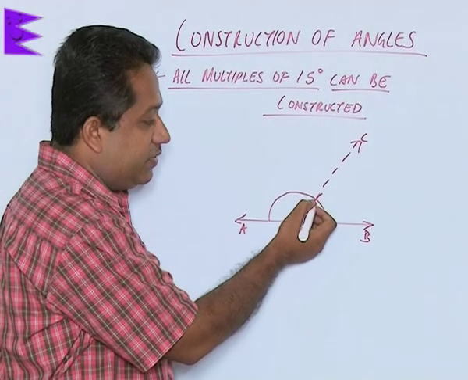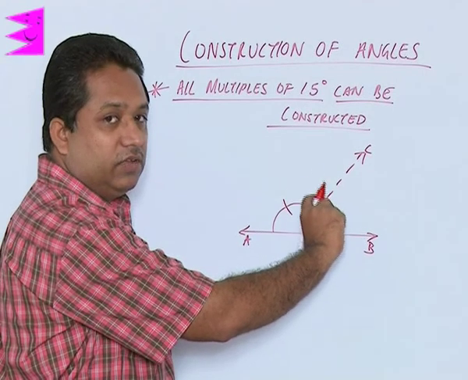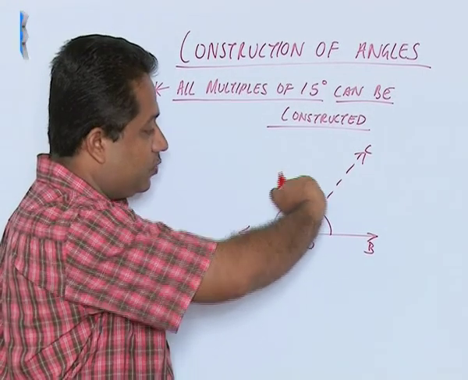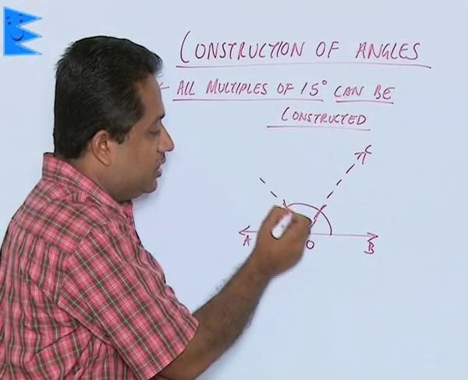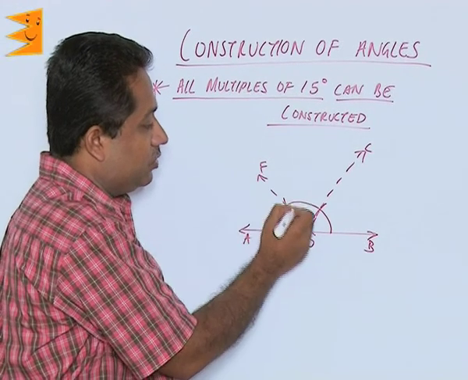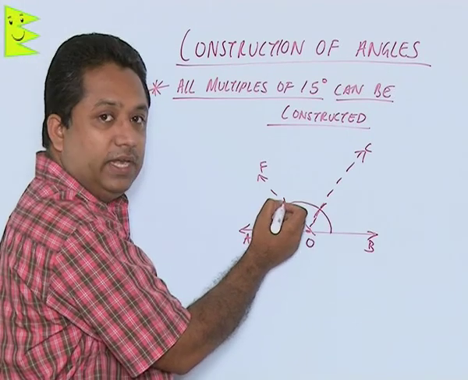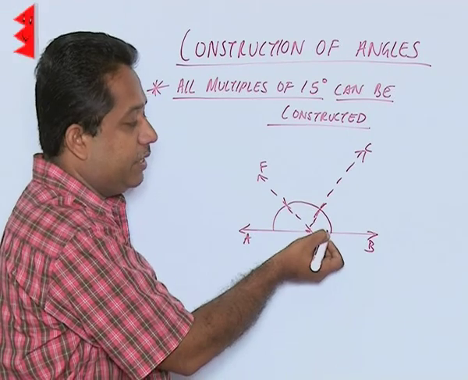Without changing the radius, again we are going to cut one more. So the first cut was 60. Without changing the radius, again from this point cut an arc, join this. This becomes, let's say, point F. So this angle is now 120. So 60 here, from here to here we get 120, and the total of course is 180.